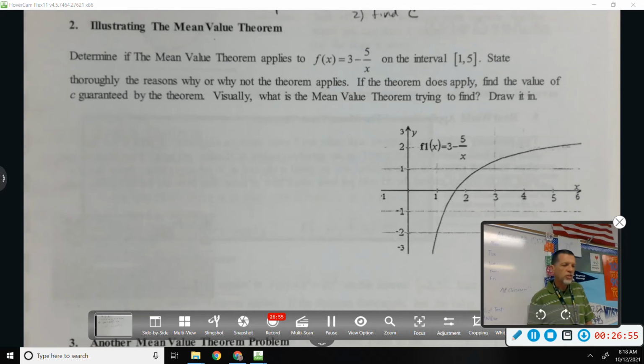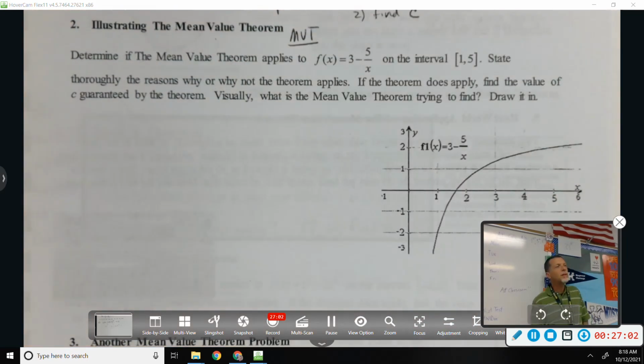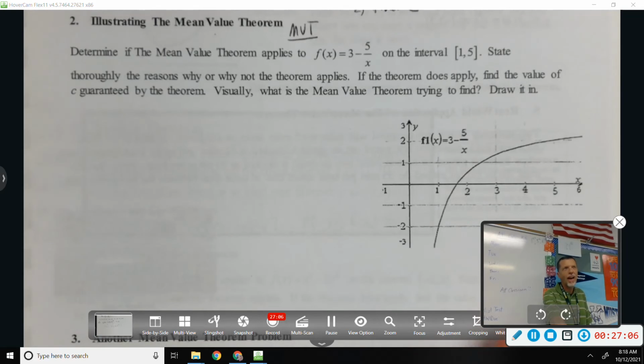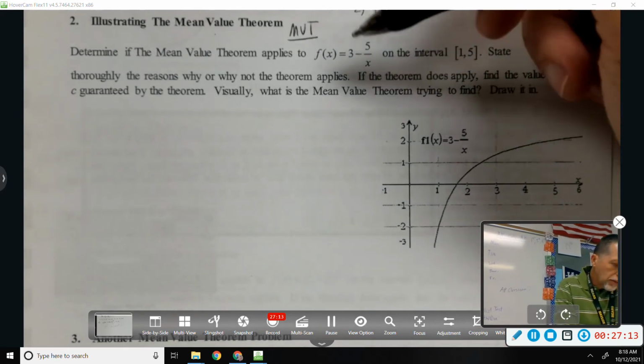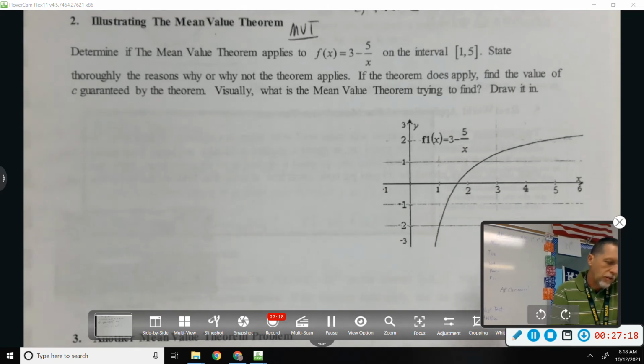Number 2, illustrating the mean value theorem. And by the way, mean value theorem is so common that it's frequently abbreviated MVT, and that's okay. If you use that abbreviation on the AP test, they'll know exactly what you're talking about. Determine if the MVT applies to this function on the interval 1 to 5. And they were nice enough to graph it for us. State thoroughly the reasons why it does or doesn't work. So that's the if part. If the theorem applies, find the value of C.